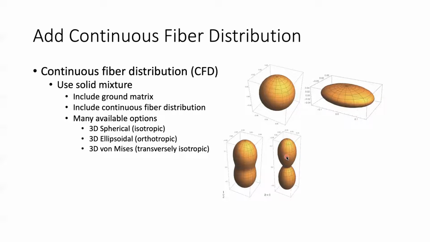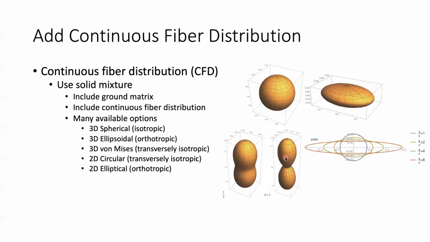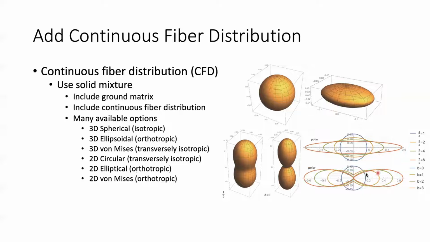But what if your tissue has a planar distribution? Let's say it's like the arterial wall, and there are very few fibers going out in the radial direction. They're only in the circumferential or the axial direction of the artery or of the arterial wall, in which case you can do a 2D distribution. You can have isotropic in the 2D plane, which would be a circle, or you can have it transversely isotropic or orthotropic. So in this case, it would actually be elliptical. Or you can have this von Mises distribution where you can pinch the waist.